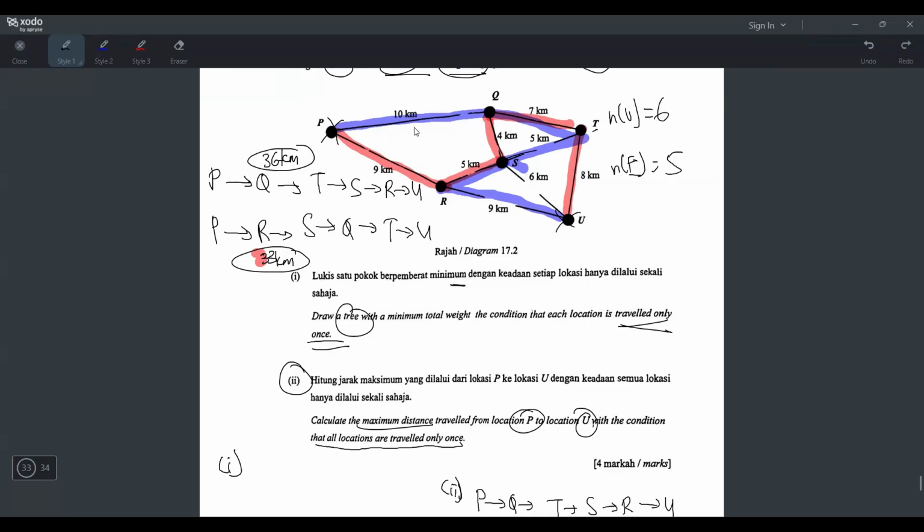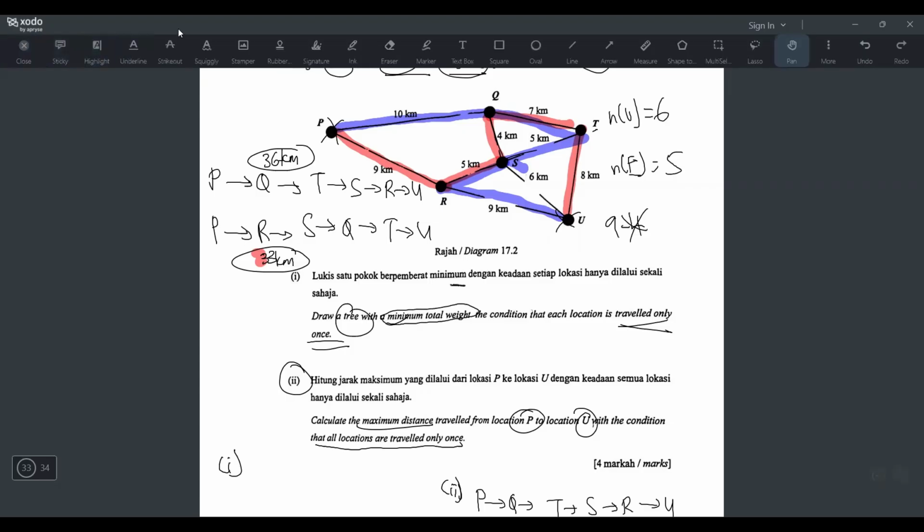But now there are 1, 2, 3, 4, 5, 6, 7, 8, 9. Your edges are 9. It means you have to minus 4. You have to minus 4 edges, right? And if you want to minus 4 edges, because they want the minimum total weight, you will try to remove the edges whose weight is very big, so that you end up with the minimum weight, right? So which line has the maximum weight?